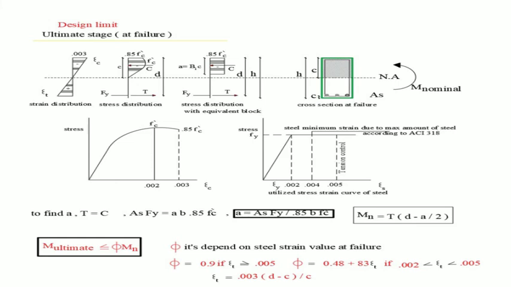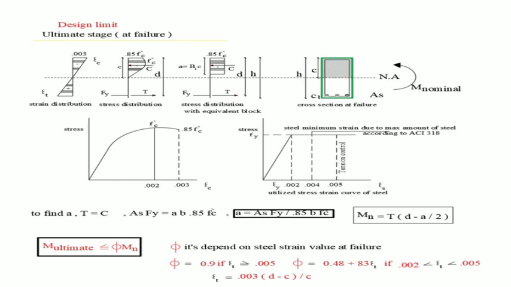Then we have to calculate Mn, or M nominal. We can take tension force times the distance between tension and compression, or compression force times the distance between compression and tension. In this case, we can take the tension force, it's easier. Mn equals T times (d minus a divided by 2), and since we calculated the a value, we get M nominal.